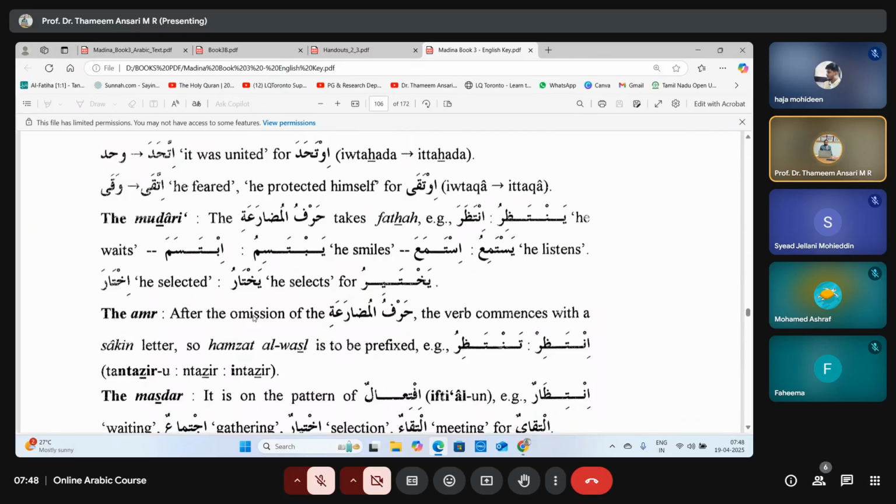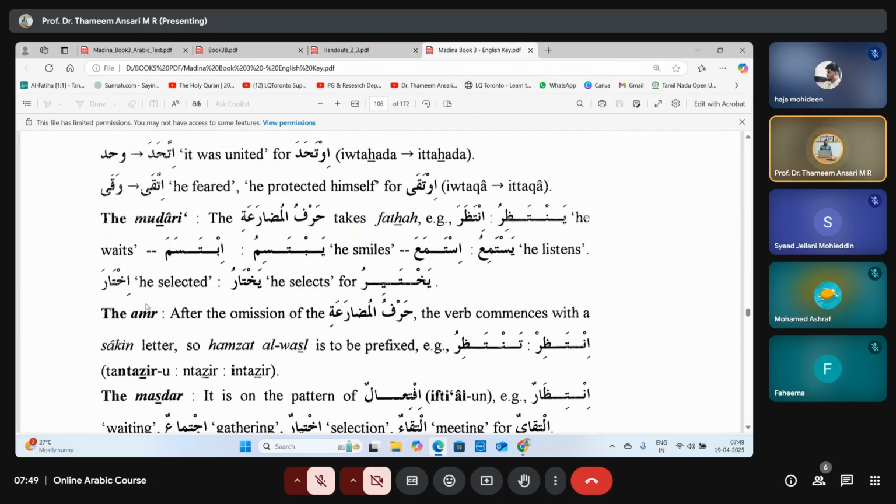Then its mudari form. The harf mudari takes fatha. Example, intadara, yantadiru. He waits. Ibtasama, yabtasimu. He smiles. Istama'a, yastami'u. He listens. Ikhtara, he selected. Yakhtaru, he selects, for yakhtayiru.